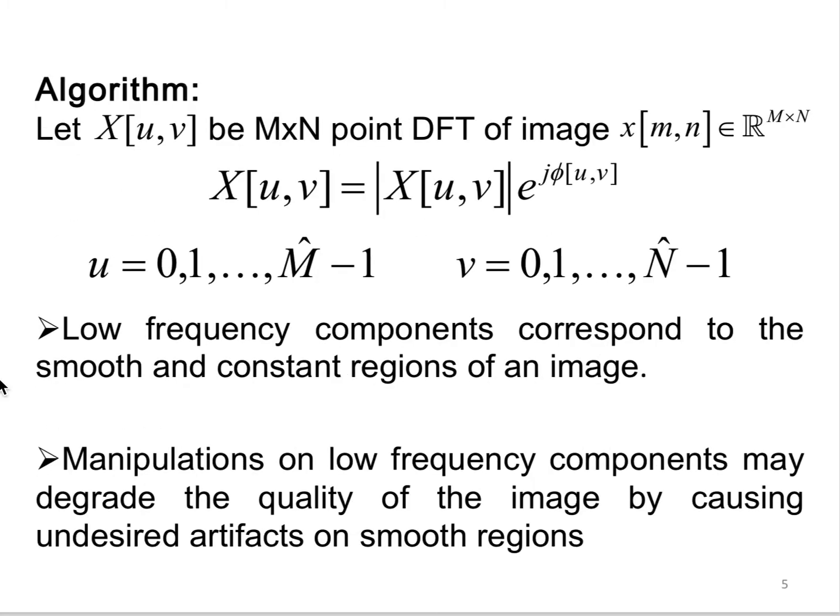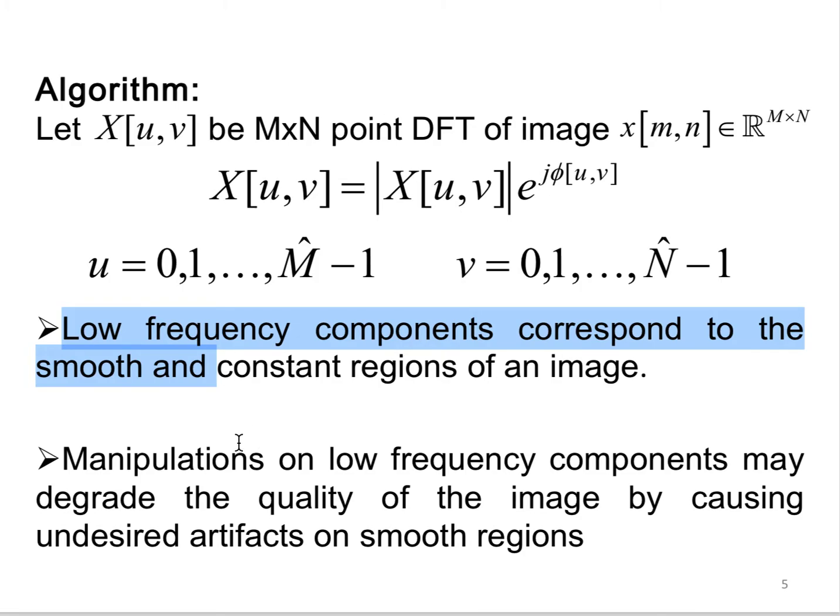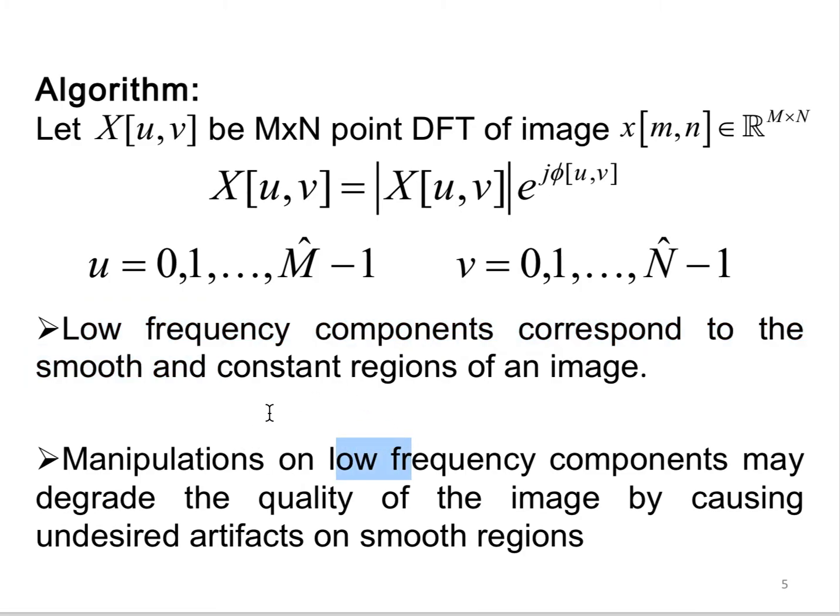Here is the algorithm. Given the image x[m,n], we calculate its Fourier transform using DFT. The image is m by n. We compute m hat by n hat by DFT. m hat is larger than m, n hat is larger than n. And as I just mentioned, we don't modify the low frequency components, because modifying the low frequency DFT components may degrade the quality of the image by causing undesired artifacts on smooth regions of the image. This is the first step.